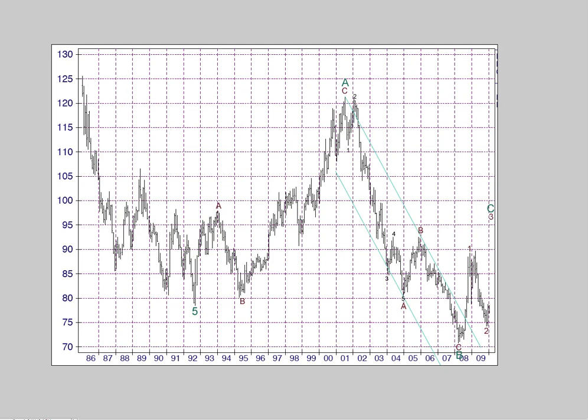Just a real quick look at a historical chart. We'll go back to 1985 today. We had a 5 waves down at cycle degree followed by a 3 wave structure up for a cycle degree wave A, which ended in 2001.